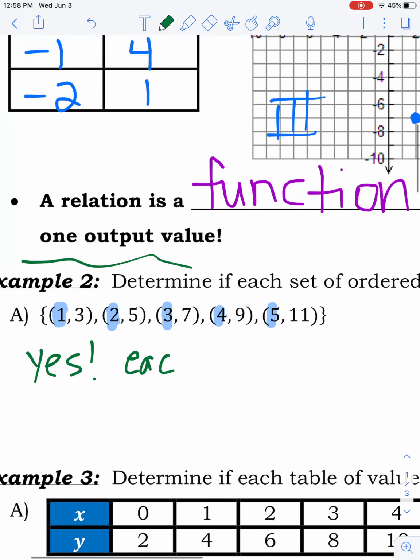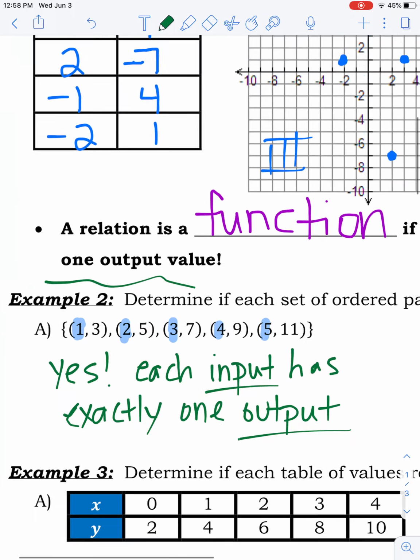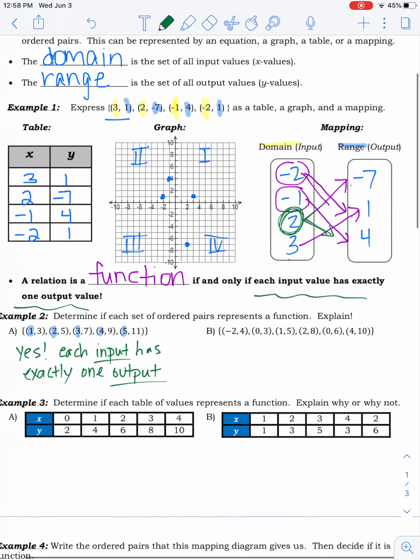So you can say each input has exactly one output. Another option is you could have said, instead of input and output, each x has exactly one y. That would be another way to say this.